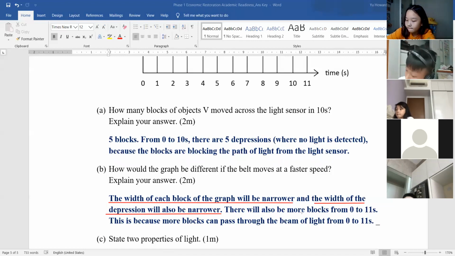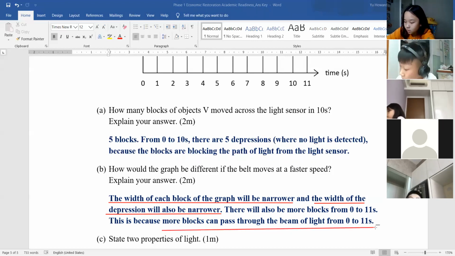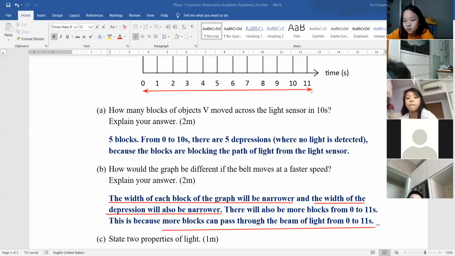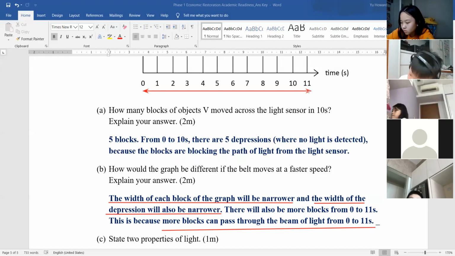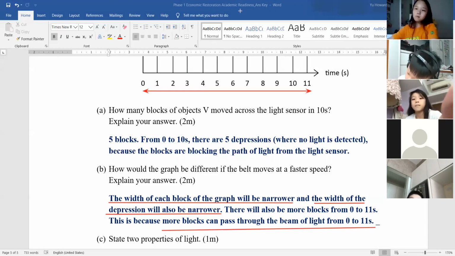So why? Because more blocks can pass through the beam of light from 0 to 11 seconds. Because the question uses this to explain this, 0 to 11 seconds. Understand? Yeah. Clear, right? Yes. Hopefully can all understand. Very good.